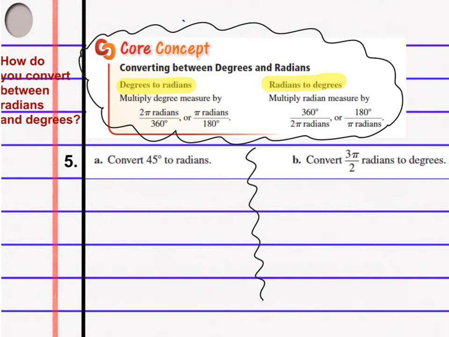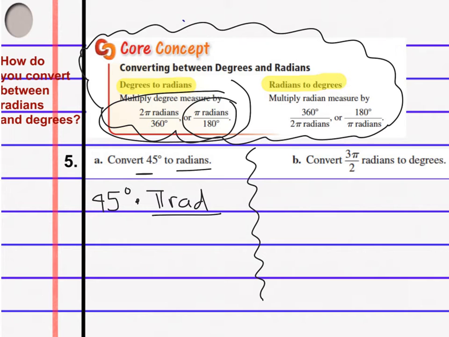Part A, convert 45 degrees to radians. So I'm going degrees to radians. That is my first formula up here. I'm going to take 45 degrees and multiply it by my conversion factor. I tend to use this one, the pi over 180, because I just think it's a little simpler. So I'm going to multiply by pi radians, and I'm going to abbreviate radians to RAD, over 180 degrees. So where did I get this part from? Right here. That was my conversion factor.